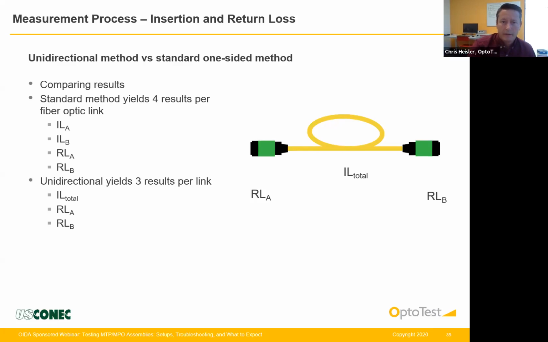Another one, what is the shortest length of the jumper you can test for RL? That depends on the resolution of the system. For the OptoTest system, the shortest length that you can measure is 1.5 meters.